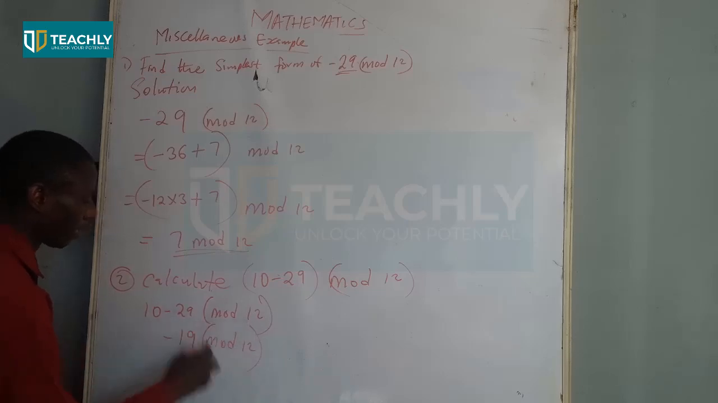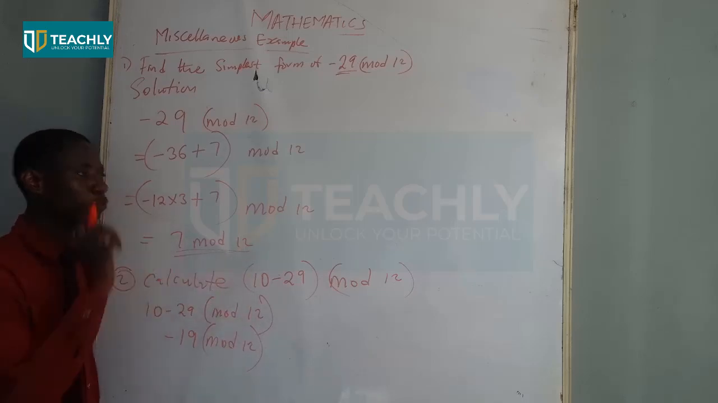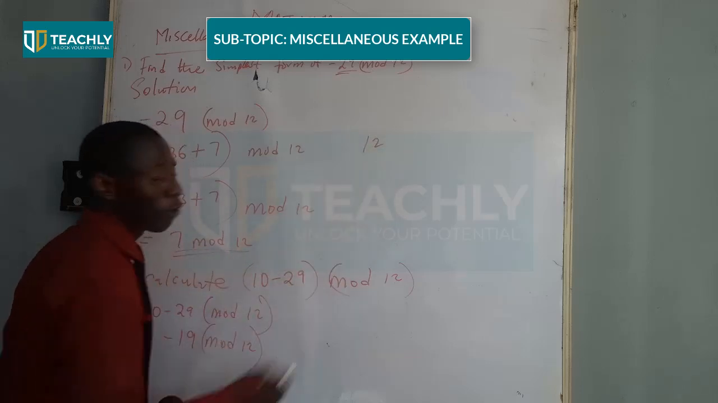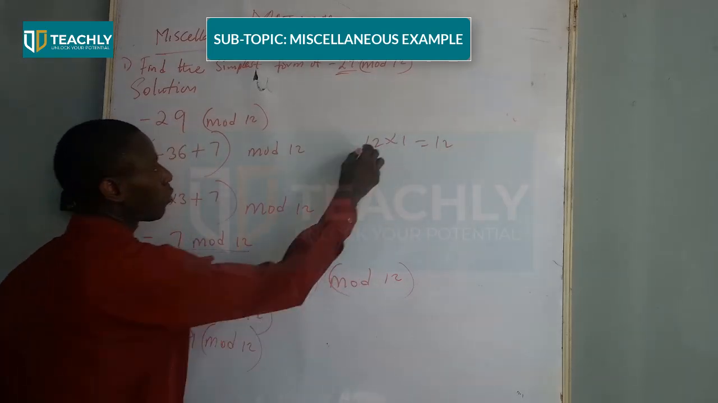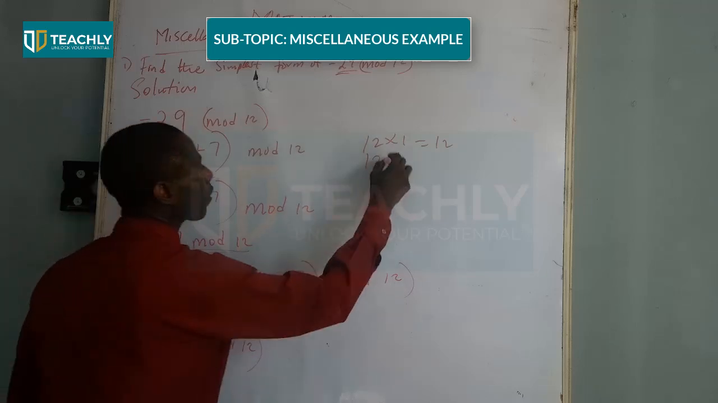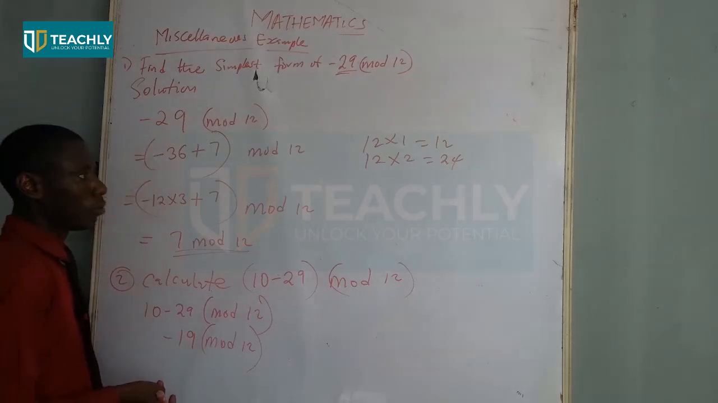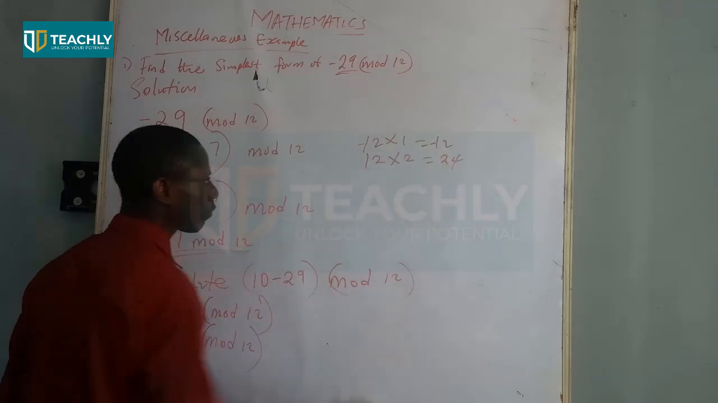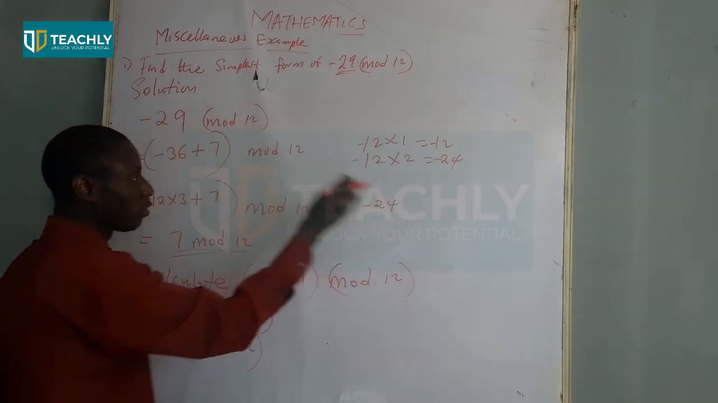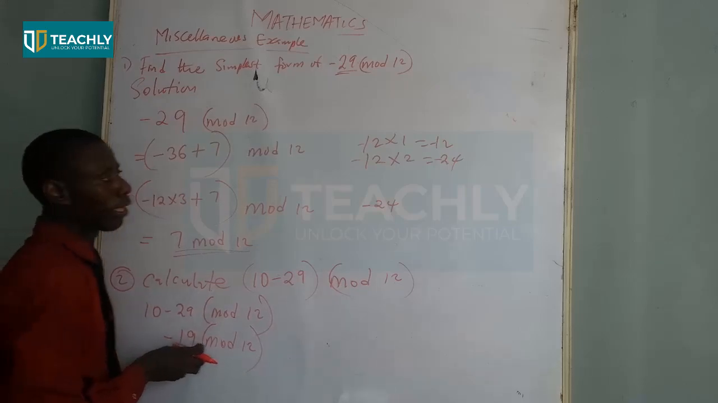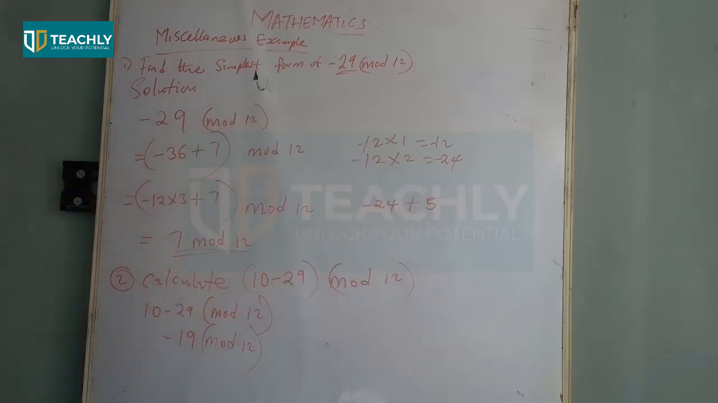And the next thing is you will now look at how you will express 19 in terms of a multiple of 12. Start with 12 times 1, we have 12. 12 times 2 is 24, and I'm having 19. That means minus 12 times 1 is minus 12, minus 12 times 2 is minus 24. If you have minus 24, what number can you add to this to make minus 19? I can add 5. If I add 5 to minus 24, it will give me minus 19.